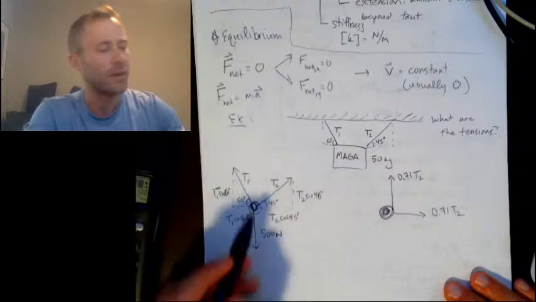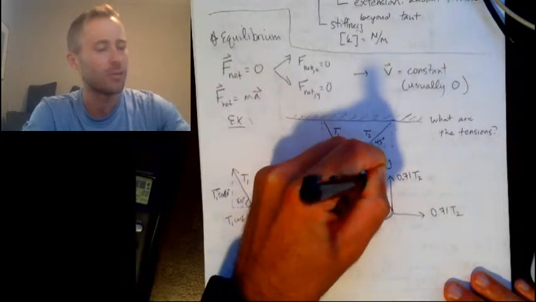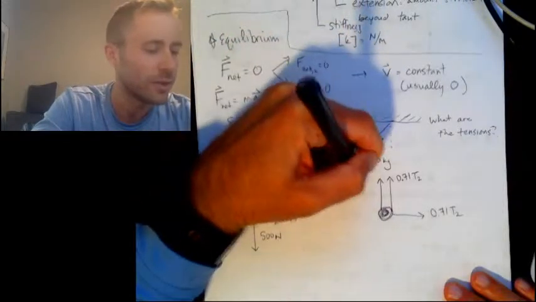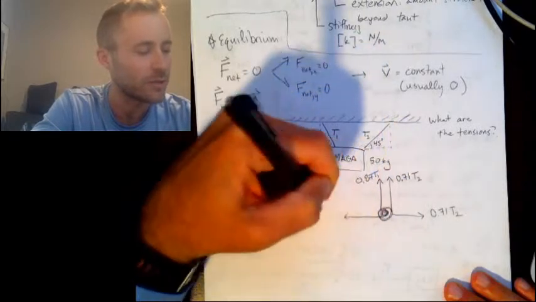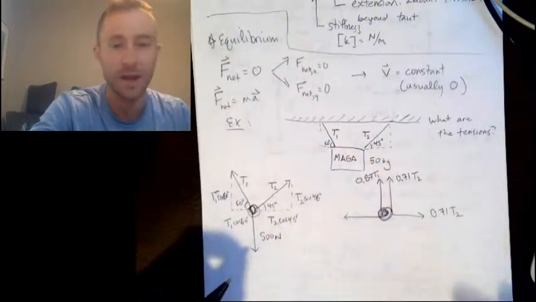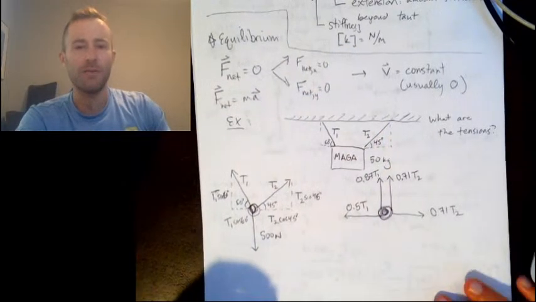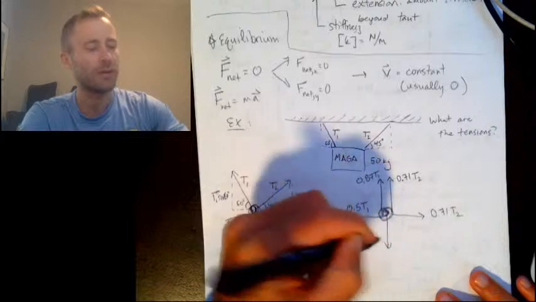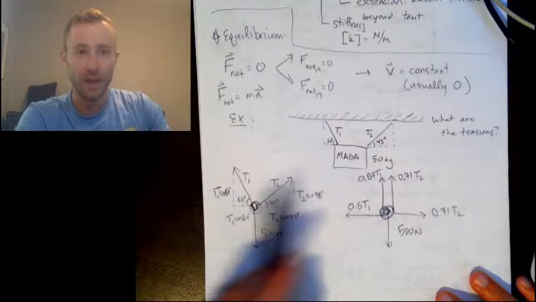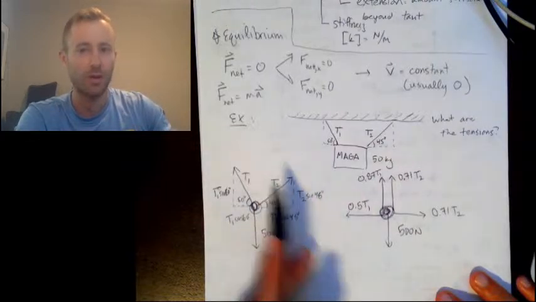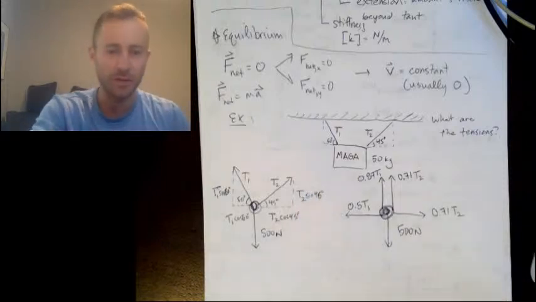0.87. So I can think about the T1 diagonal force as an upward force of size 0.87 T1 and a leftward force of size, cosine of 60 is 1/2, so 0.5 T1. And then I have the weight force, which is 500 newtons. So I've taken my diagram with diagonal forces and I've turned it into a diagram with all vertical or horizontal forces. Okay? That just makes it simpler to analyze.